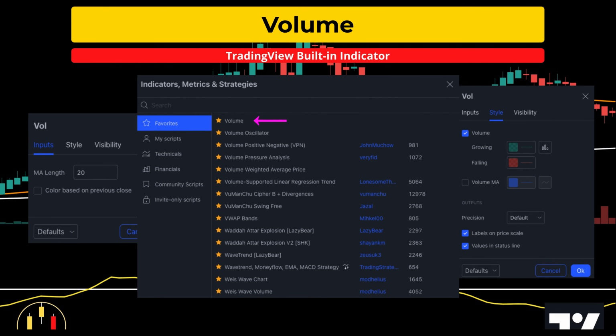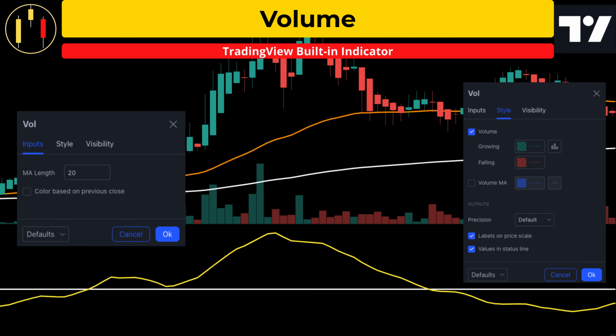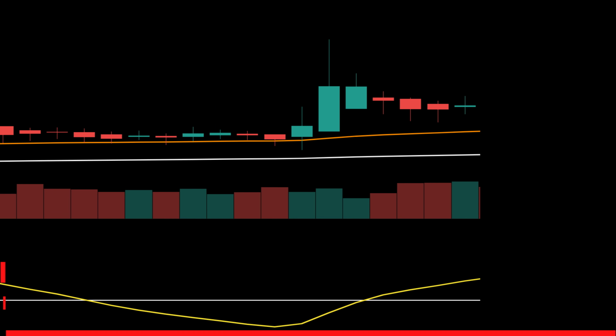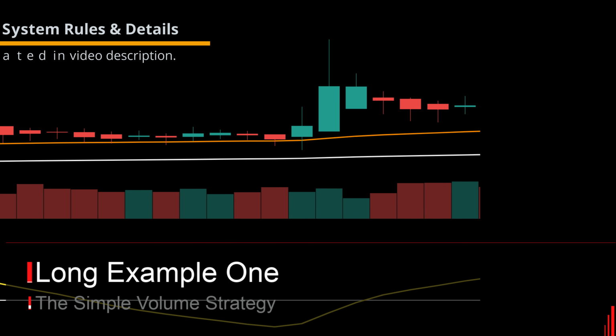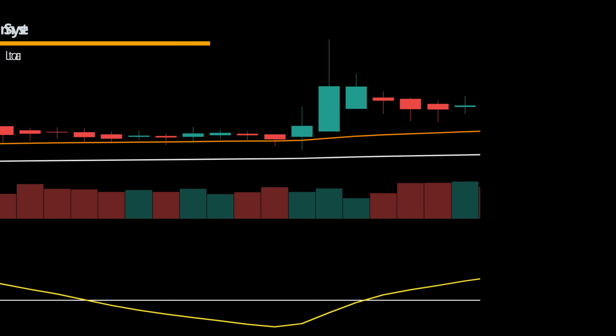The final study is the Standard Volume Indicator. Inputs and style will be kept at default. Volume displays the total amount of an instrument traded for the corresponding candlestick. In this system, an increase in volume will confirm our entry signals. Let's go over entry criteria and review some examples. As always, system rules and details are listed in the description below.